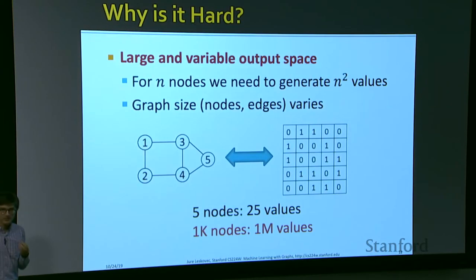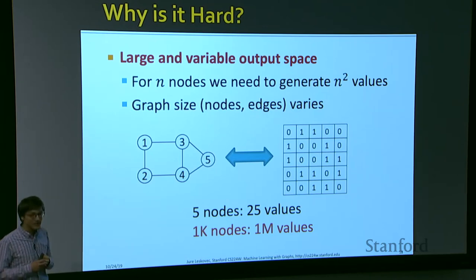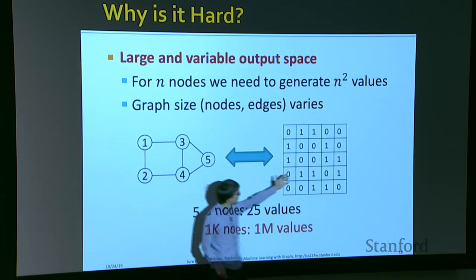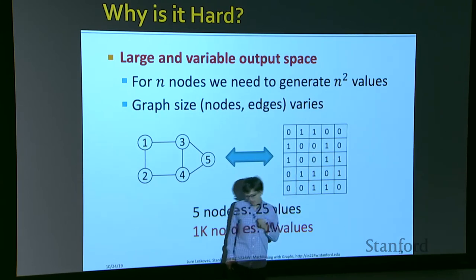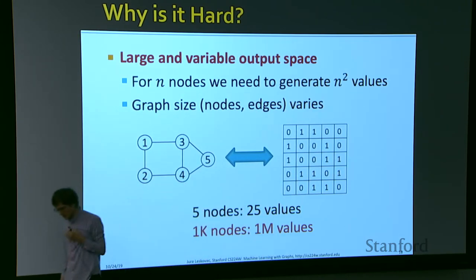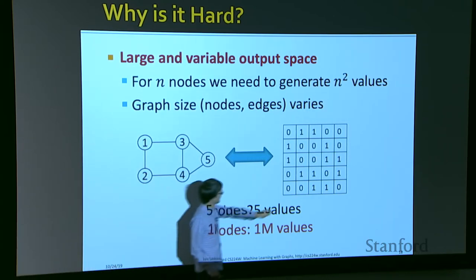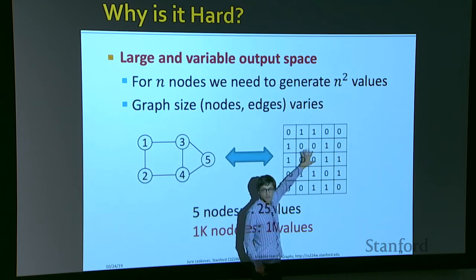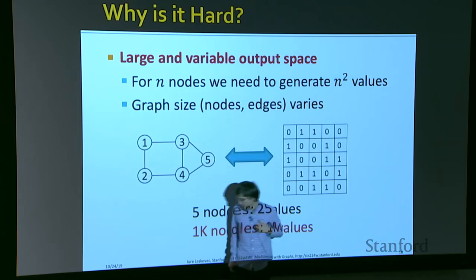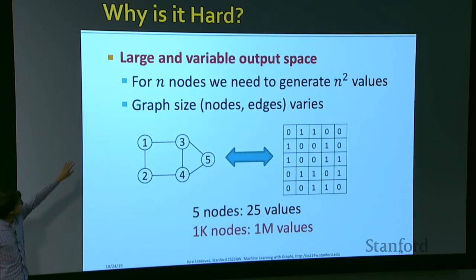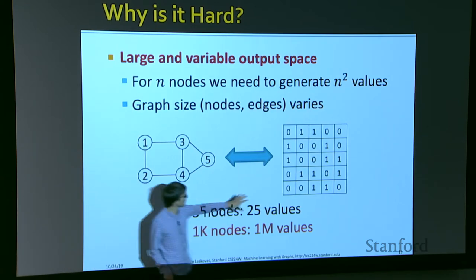Now, why is this hard? If you say, I want to generate a graph, then what you really need to do is generate an adjacency matrix. We already talked about Kronecker graph generation, if you remember, when we were doing this recursive matrix generation. The issue is that for a graph on n nodes, the output space is of order n squared, right?